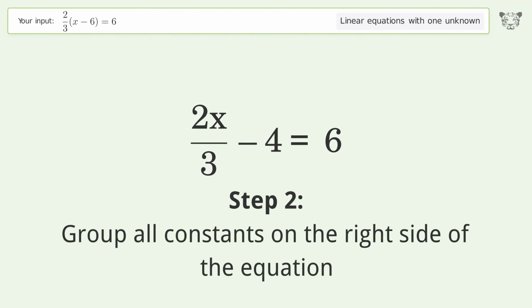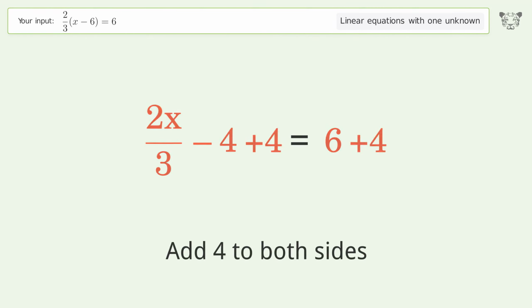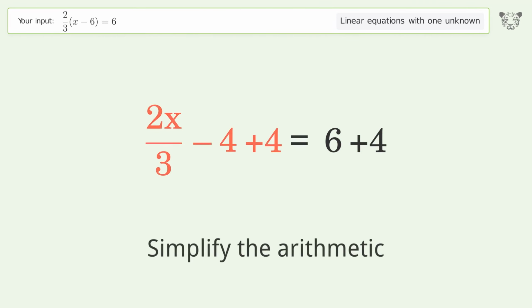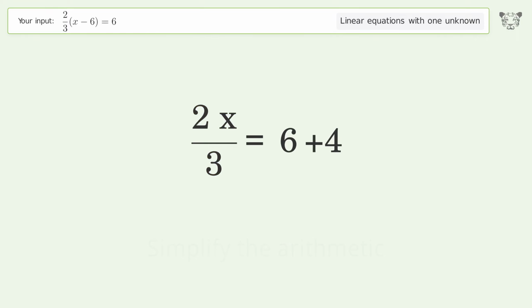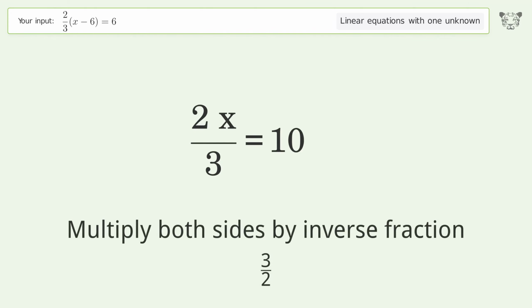Group all constants on the right side of the equation. Add 4 to both sides. Simplify the arithmetic. Isolate the x. Multiply both sides by inverse fraction 3/2.